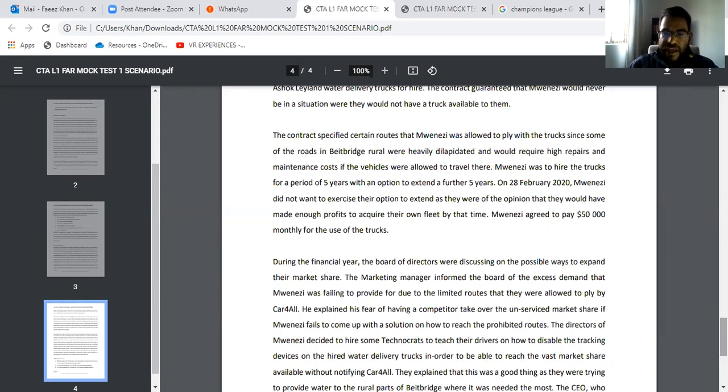Wenezi agreed to pay $50,000 monthly for the use of the trucks.